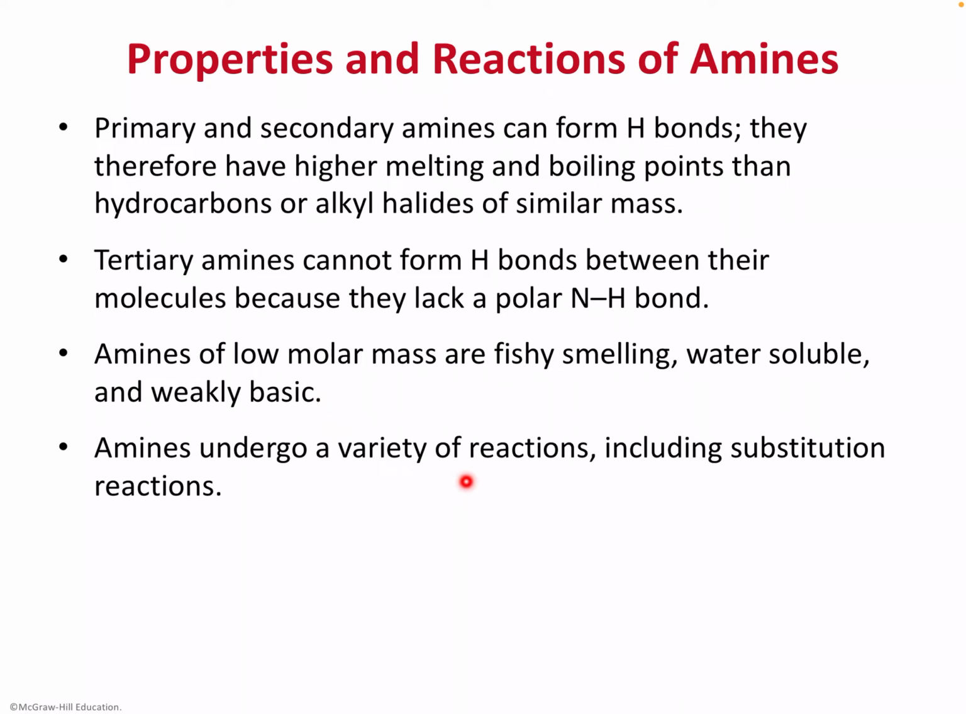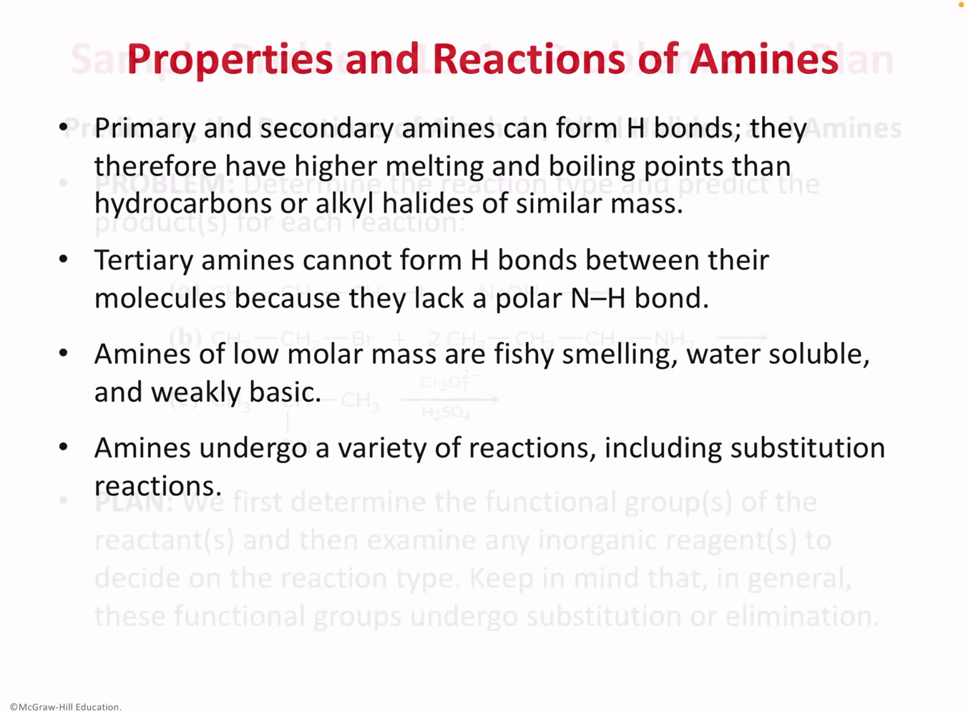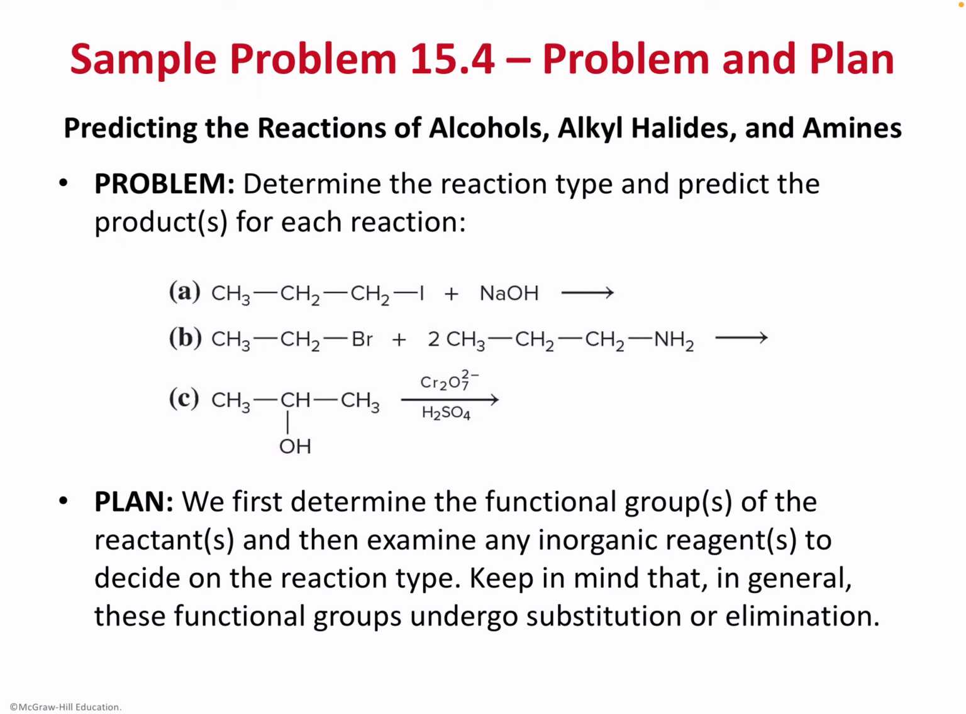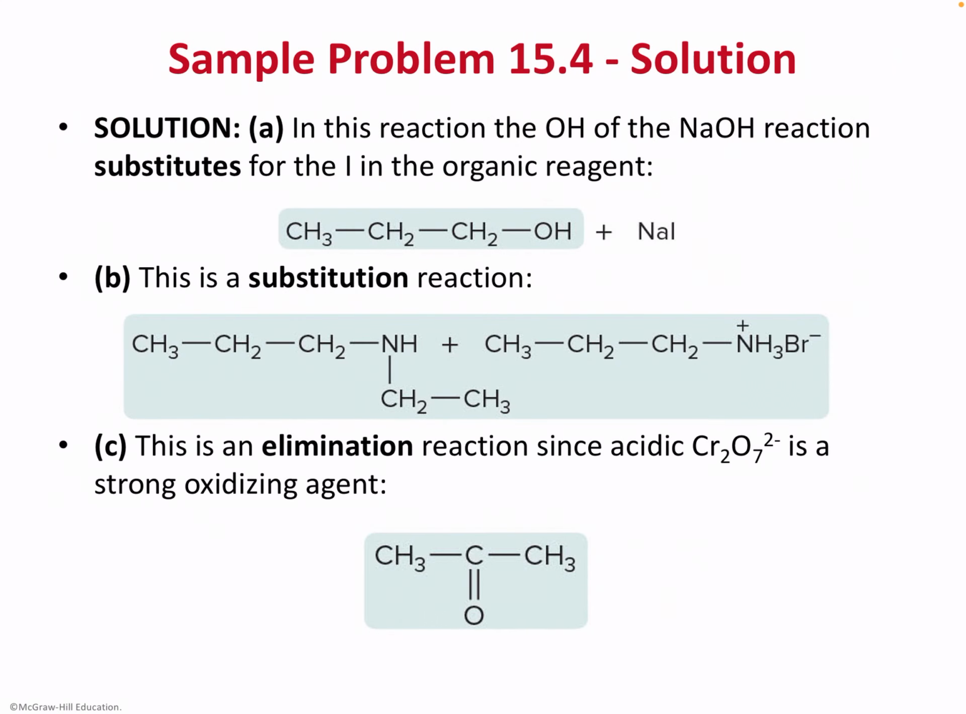Amines undergo a variety of reactions including substitution reactions. Predict the products in the reactions of alcohols, alkyl halides and amines. Determine the reaction type and predict the products for each reaction. So here we have an alkyl halide, and you add sodium hydroxide. What do you think is going to happen? Hydroxide can substitute for this I. So then you will have a substitution reaction, and instead of I, you will see an OH group attached to carbon.